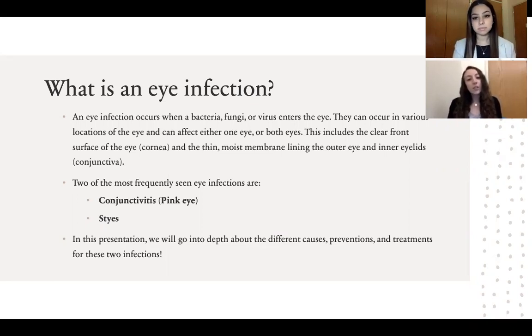It includes the clear front surface of the eye, the cornea, and the thin, moist membrane lining the outer eye and inner eyelids. The two most frequent eye infections are conjunctivitis, also known as pink eye, and styes. Throughout this presentation, we're going to go a little bit deeper into the different causes, preventions, and treatments of these two infections.